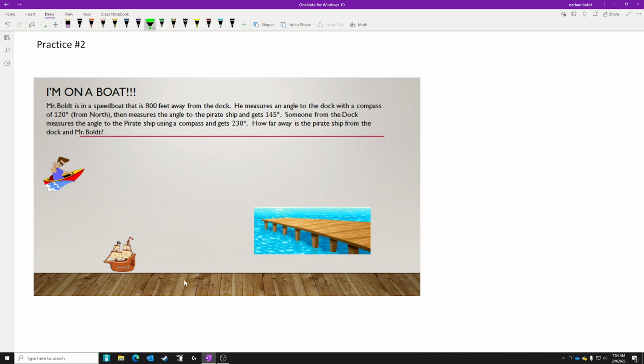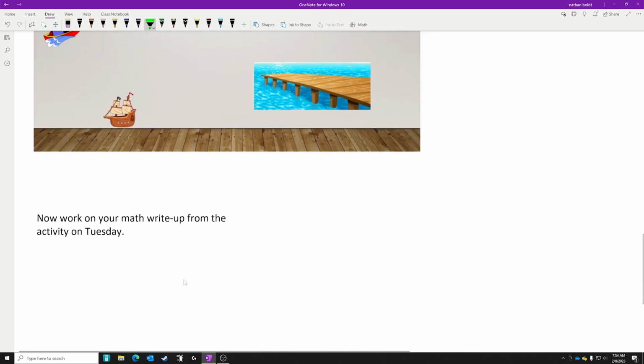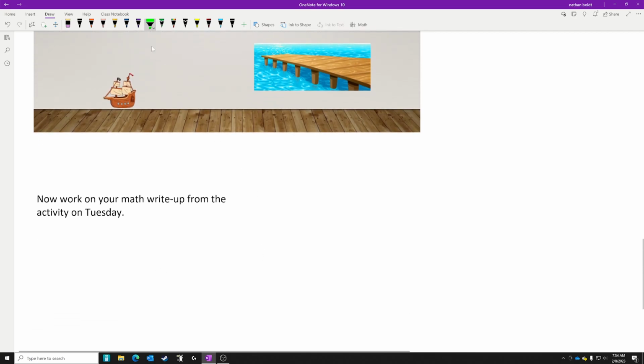And then once you're done with that one, you can continue to work on your math write-up. If you haven't finished it, you can work on the math. You can work on the write-up, whatever you need. Remember, that is due on Friday.